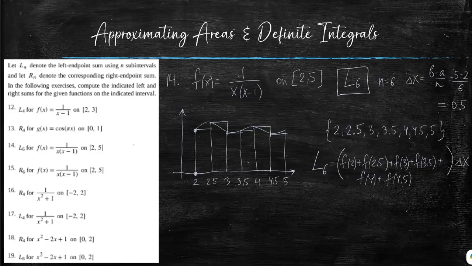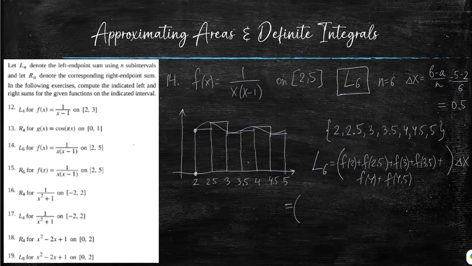And make sure you don't get carried away here and keep writing and writing until you get to f of 5. f of 5 is not part of this computation. There should be exactly 6 terms in the parentheses, and f of 5 is not one of them. And the rest is just putting things in the calculator.